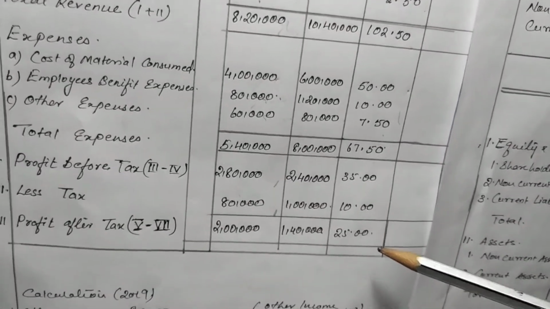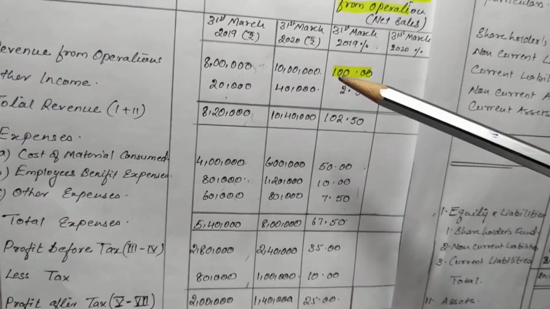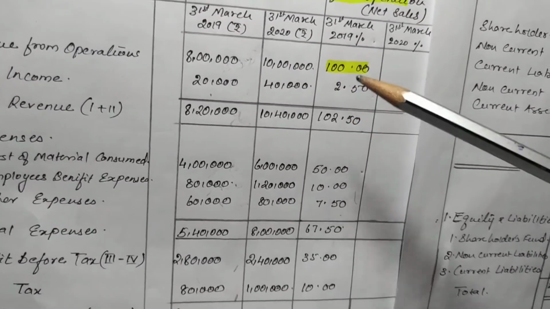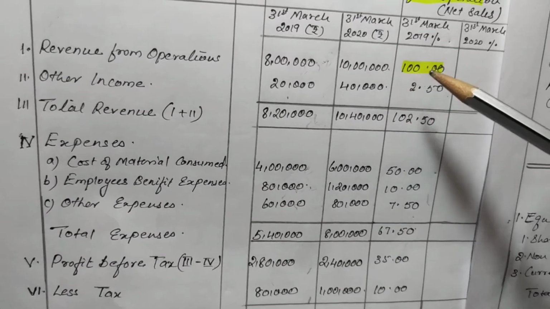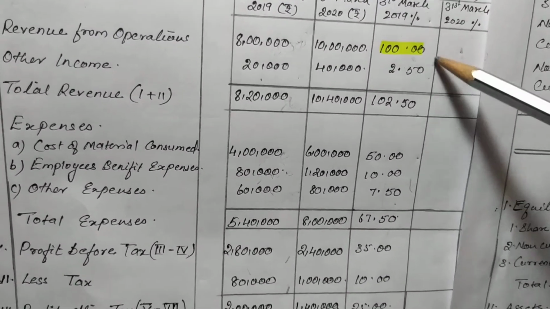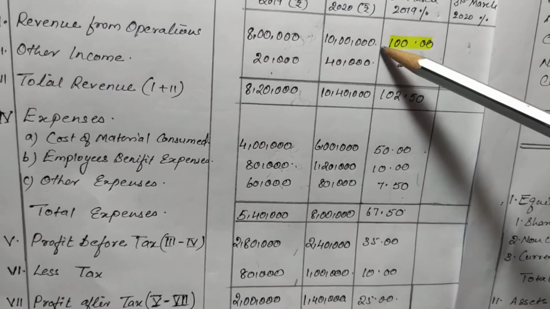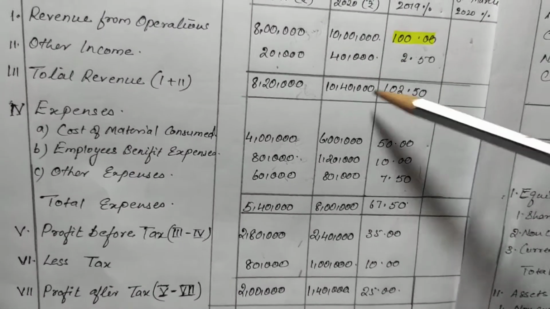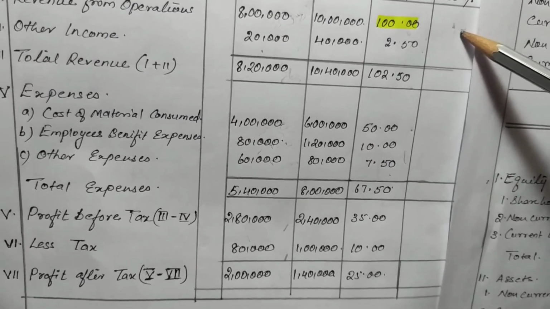Now I am giving you an assignment: you have to calculate for the current year. For the current year, first, what I told you, that revenue from operation will be 100. Okay, why will it be 100? Because we are taking this as a base. Okay, 10 lakh upon 10 lakh into 100, that will be 100.